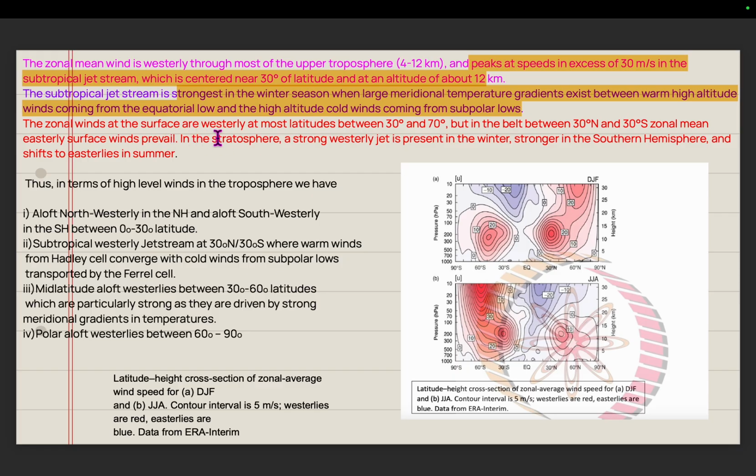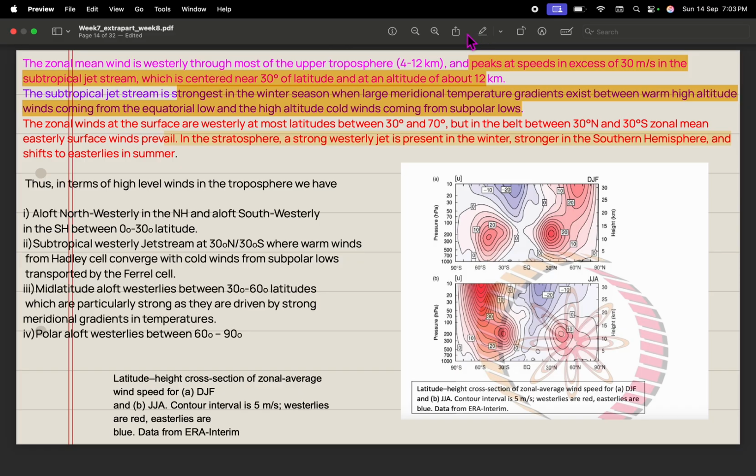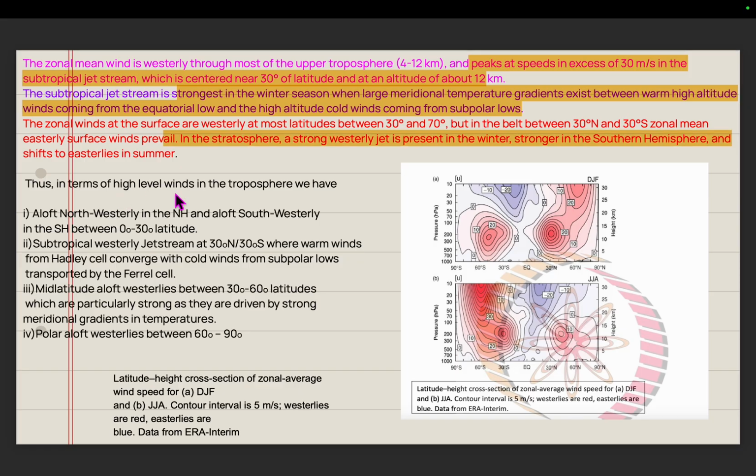In the stratosphere, a strong westerly jet is present in the winter, stronger than in the southern hemisphere, and shifts to easterlies in summer. Thus, in terms of high level wind in the troposphere, we have aloft northwesterly in the northern hemisphere and aloft southwesterly in the southern hemisphere between 0 to 30 degrees.